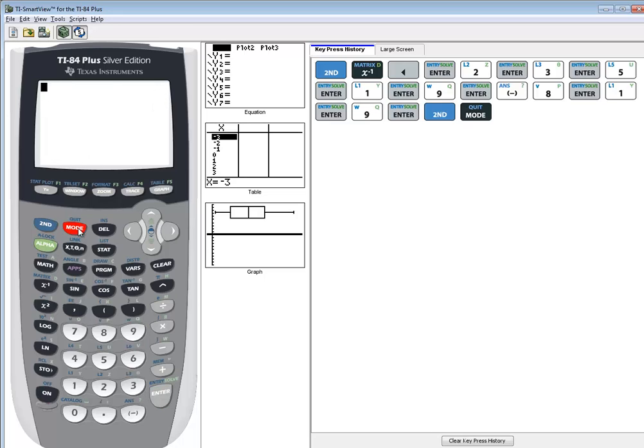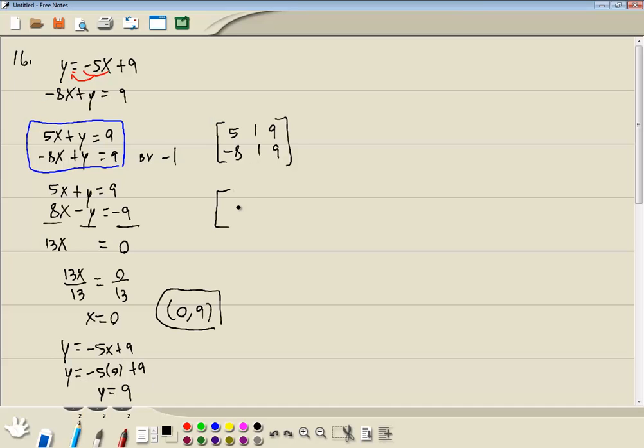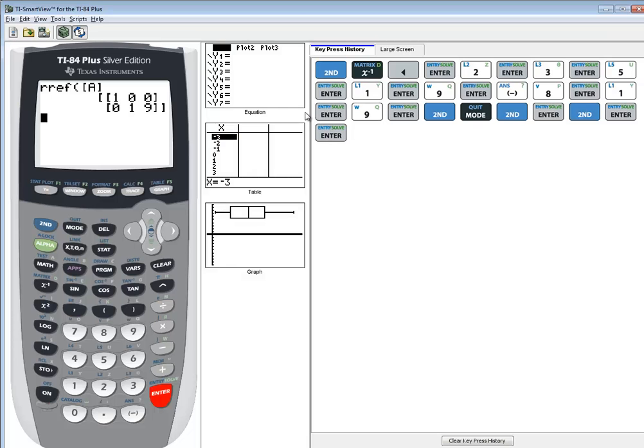Exit out, second mode. And by the way, instead of going to the matrix menu at this point, if you do second enter, it'll go back to your previous entry. If you do second enter again, you'll find RREF. And we get 1, 0, 0, 1, and 0, 9. Now we're working with two equations, two variables. So our first 2 by 2 should be a diagonal of ones with zeros everywhere else, which it is. That means it worked. So this will be x, and this will be y. And, well, I already wrote the answer down, but 0, 9 would be our answer. Okay, number 17.